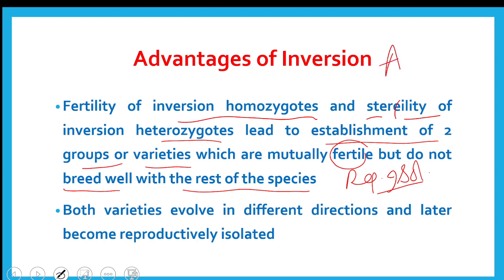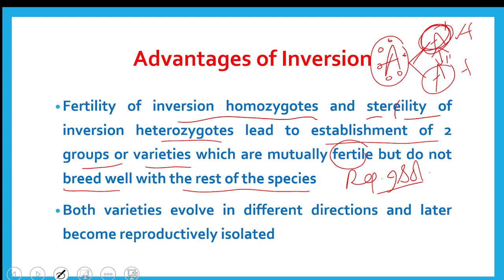In that case, the same species is having two groups. Actually, all the individuals of species A should interbreed among themselves. Due to inversion, homozygotes and heterozygotes, what happened? Two groups are formed. These groups are fertile enough, but they do not mate with each other. So in due course of time, this may evolve into one species and this may evolve into another species. Thus, as they are reproductively isolated, they will evolve in different directions, leading to the formation of a new species.